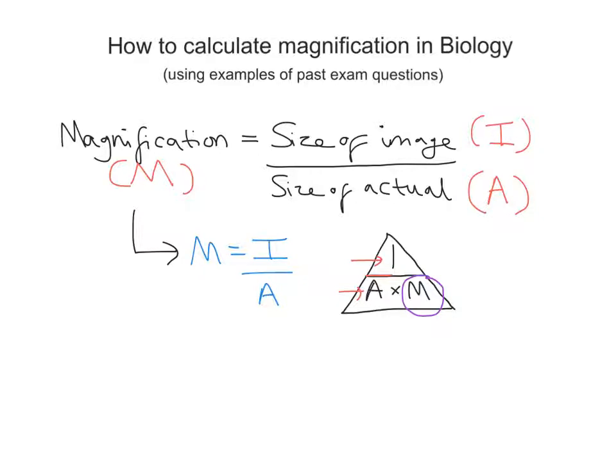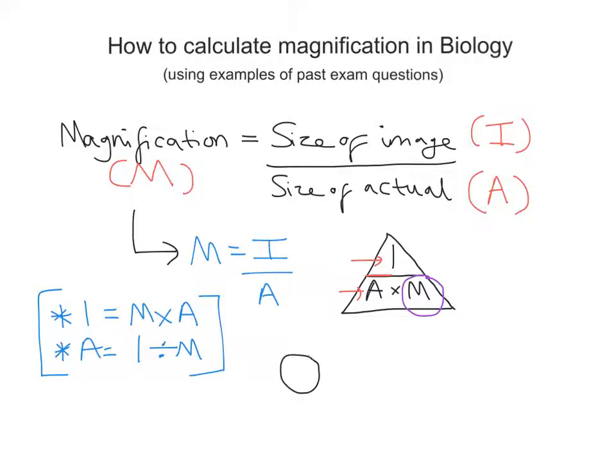So let's rearrange this equation and show the different ways you can have it. So M, magnification, is size of image divided by the size of actual. If I wanted I, that would be the same as saying M times A. And if I wanted the actual size of something, I would do the size of the image divided by the magnification. So that's how you can rearrange this equation, and you can use this little triangle as a nifty tip.